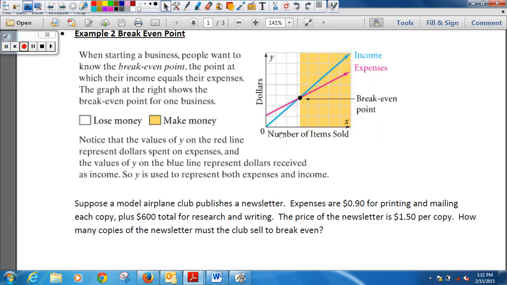So notice that the values of y on the red line represent dollars spent on expenses, and the values of y on the blue line represent dollars received as income. So y is used to represent both expenses and income.